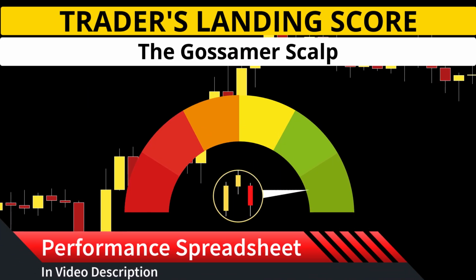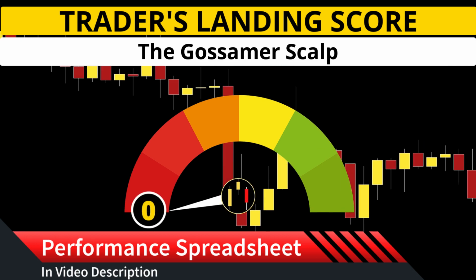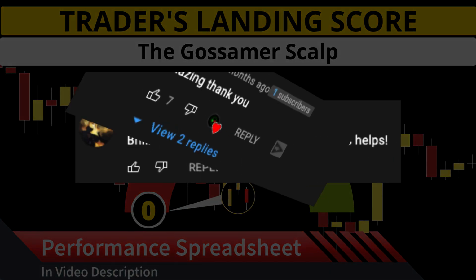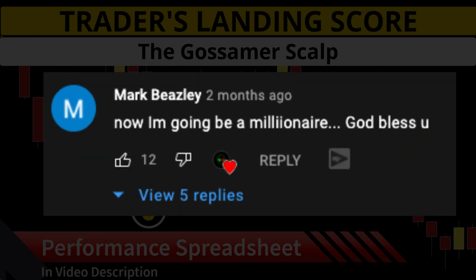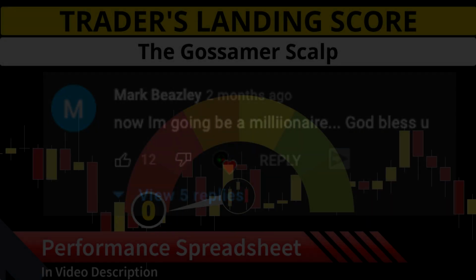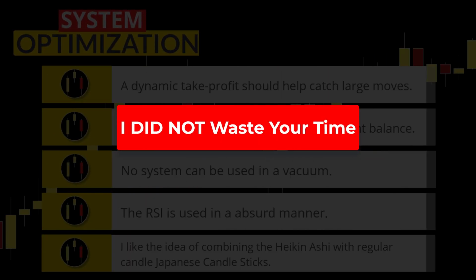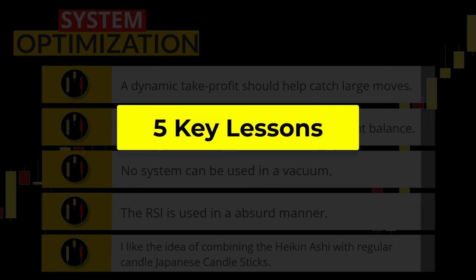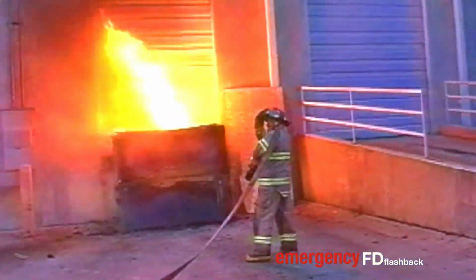For the first time, I am going to give a system a Trader's Landing score of 0. Because if this system is so brilliant, amazing, perfect, incredible, and turning people into millionaires, they must be taking the other side of each trade. Remember, the enemy of great is good, but in this case, the enemy of awful is knowledge. I have 5 key lessons you can take away from this dumpster fire.